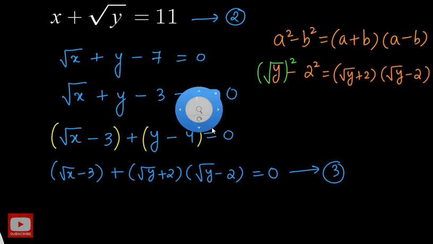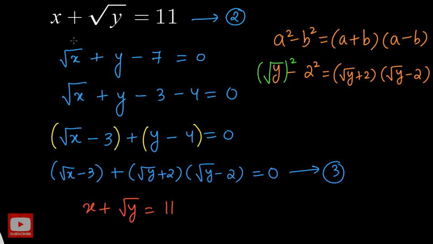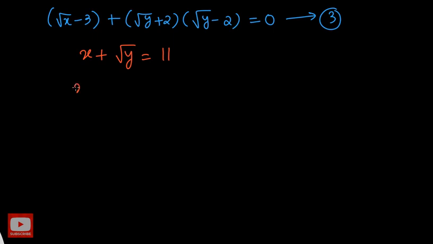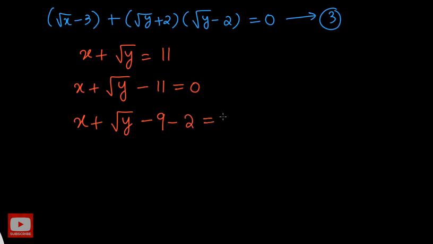That is x plus root y equal to 11. Let me write this equation here. Sorry, it should be x plus root y equal to 11. I'm going to bring this 11 to the left side so that we have x plus root y minus 11 equal to 0. Now I will write x plus root y as it is. I'm going to break this minus 11 as minus 9 minus 2 equal to 0, and I'm going to write this minus 9 along with this x. So we have x minus 9 as one group plus root y minus 2 as the second group.